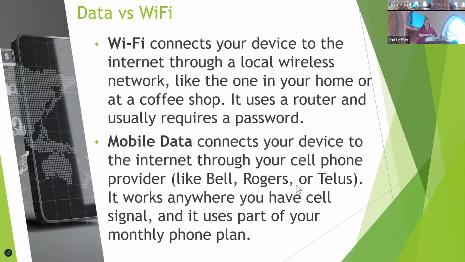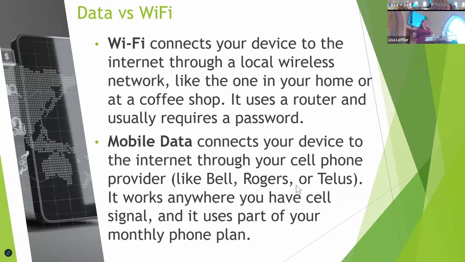I'm just going to really briefly go over the difference between data and Wi-Fi because I think that's something that people get confused about sometimes, and it can end up costing you a lot of money if you're not on Wi-Fi when you think you are. So in general terms, Wi-Fi is something that connects you through an internet network, through a cable system, or through a wireless system if you're on one of those networks, but it's your internet connection.